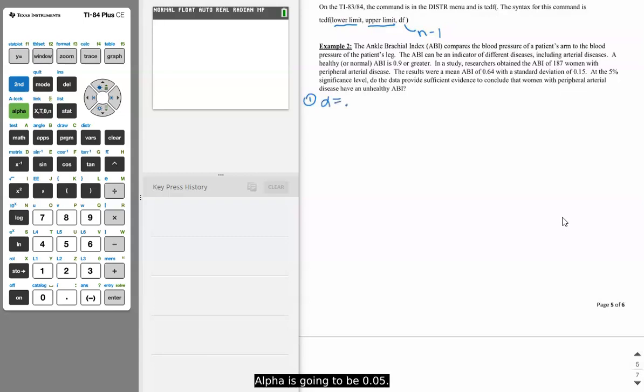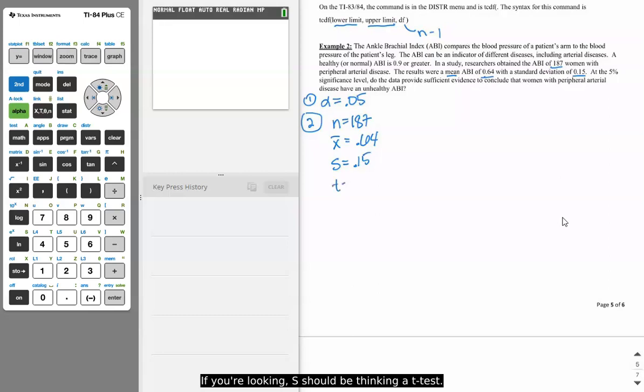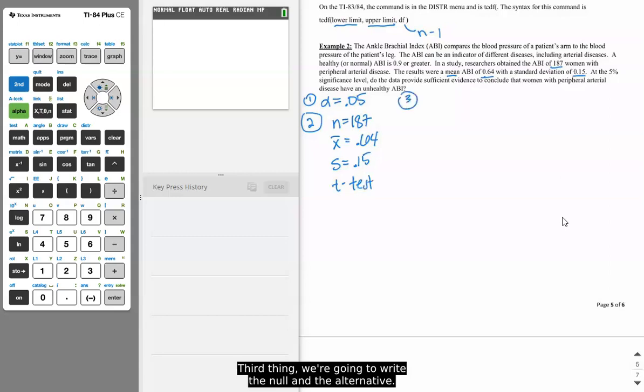significance level. So alpha is going to be 0.05. Second thing then is just to write out all of the information that we're given. So we know the sample size is 187. The mean, so it's nothing about the population, it's just the sample mean, is 0.64, with a standard deviation. So it's still talking about the mean from the sample, so it's going to be s, 0.15. So if you're looking at s, you should be thinking t-test.